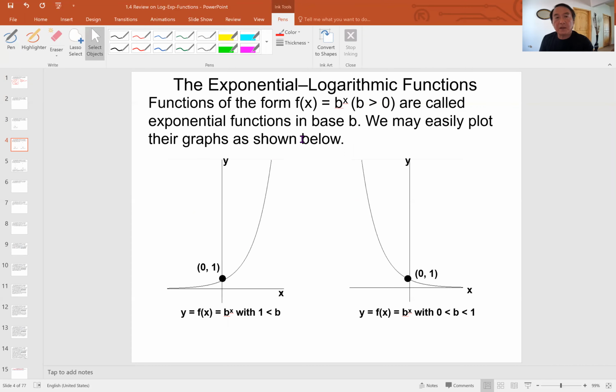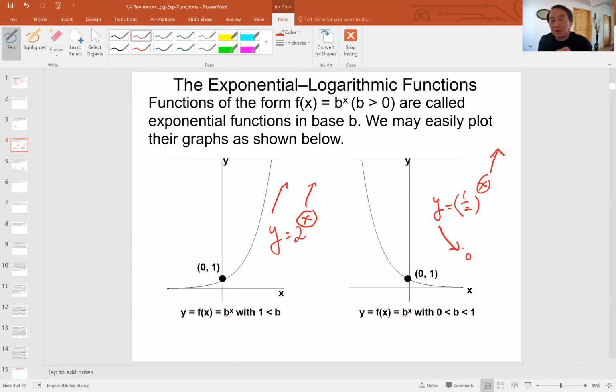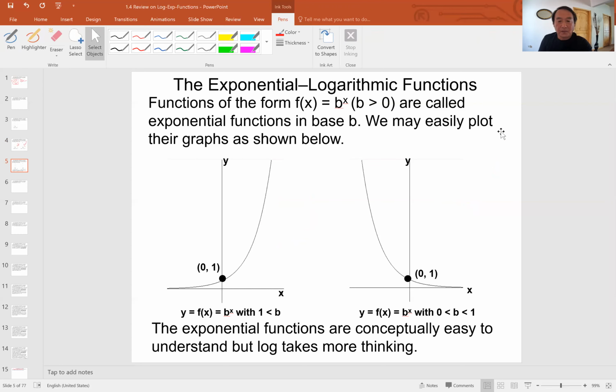In particular, with y equal to 2 to the x, the bigger the x becomes, the bigger the y becomes. But on the other hand, if the base I use is smaller than 1, like 1/2, the bigger the x becomes, the smaller the y becomes. It actually goes to 0, so that's why it tapers off. And these are basically the graphs of exponential formulas.